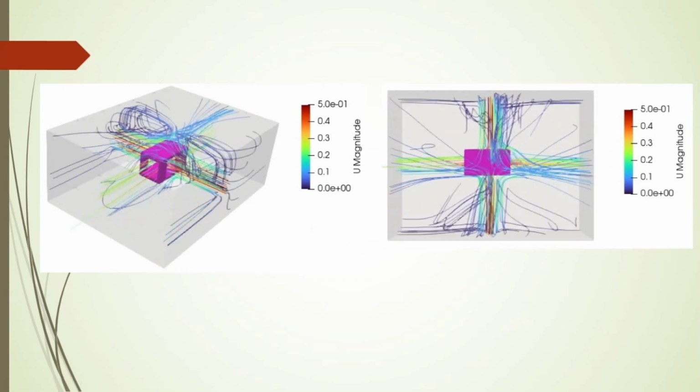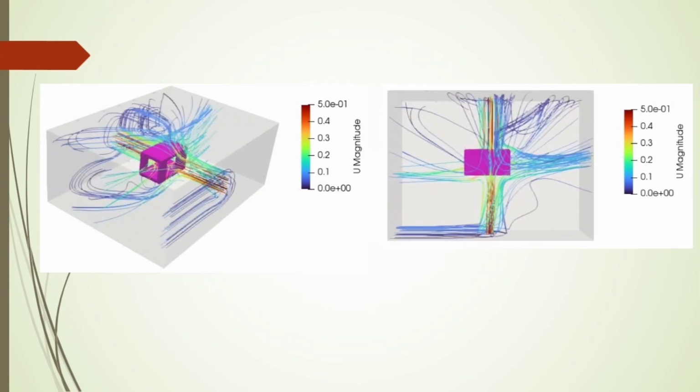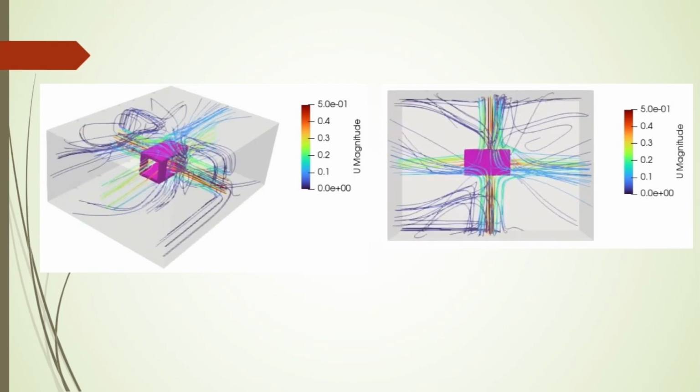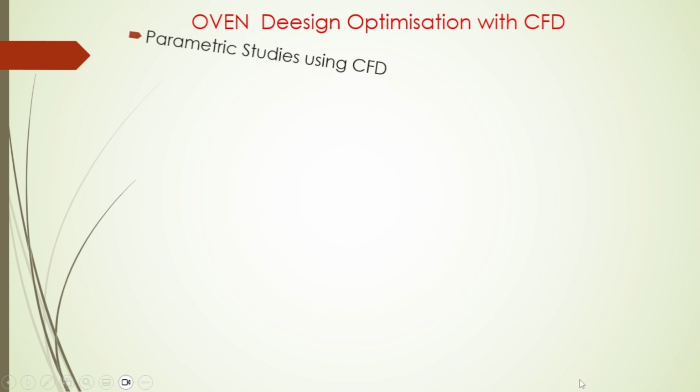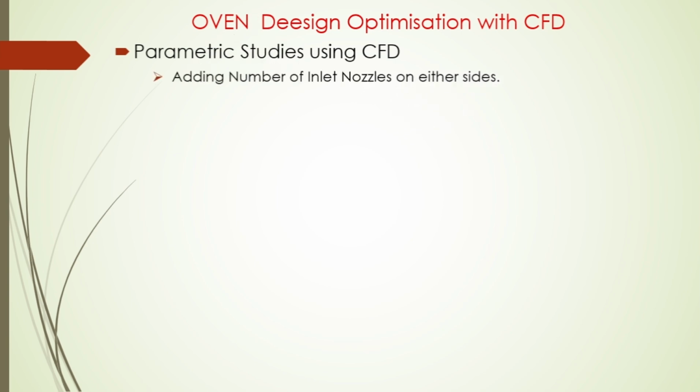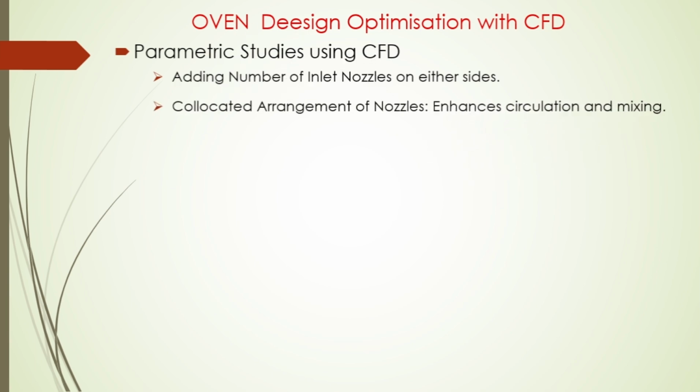This scenario emphasizes the importance of parametric studies of oven design using CFD. Uniform heat distribution can be achieved by carrying out parametric studies using CFD. Various design parameters that can be considered are adding the number of inlet nozzles on either side, a collocated arrangement of nozzles, which enhances circulation and mixing, and inlet flow rates and blowing angles. Various inlet flow rates and different angles can be tested.